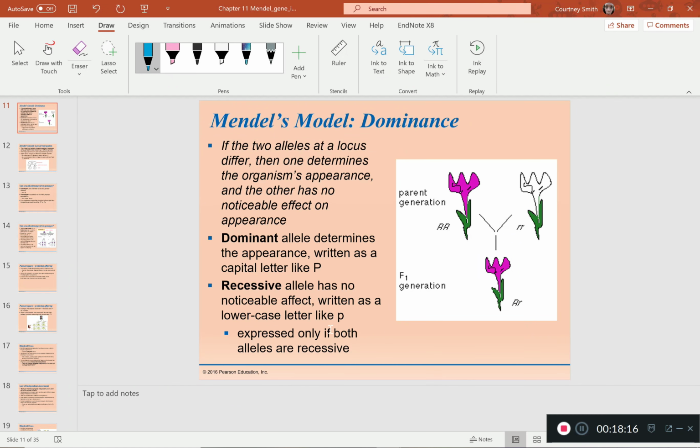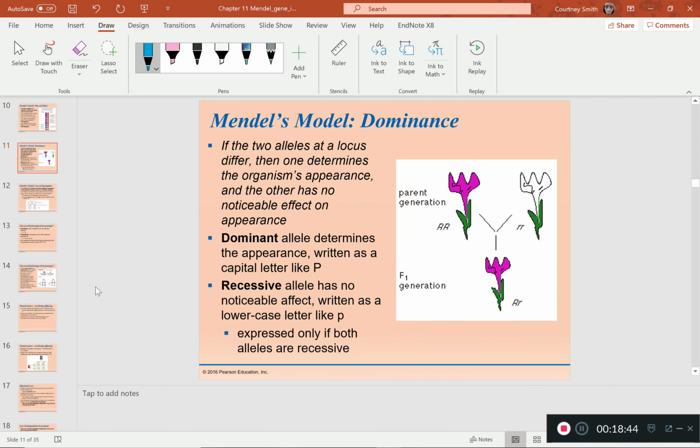So dominant will determine what physical presentation the organism will have, and it's generally represented by a capital letter. And then recessive is the allele that is not noticeable unless it's paired with another recessive allele. It's normally written with a lowercase letter.